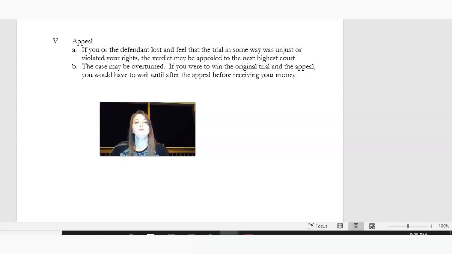If you win the original trial and the appeal, you're going to have to wait until the appeal is over before you get your money. So you have to wait to see if the defendant is going to appeal the case before you can receive your money for your injuries. So again, this particular step, the appeal, has been bolded now, and it is very similar to what would happen in a criminal case. So let's review and test our knowledge by playing a game of Kahoot.